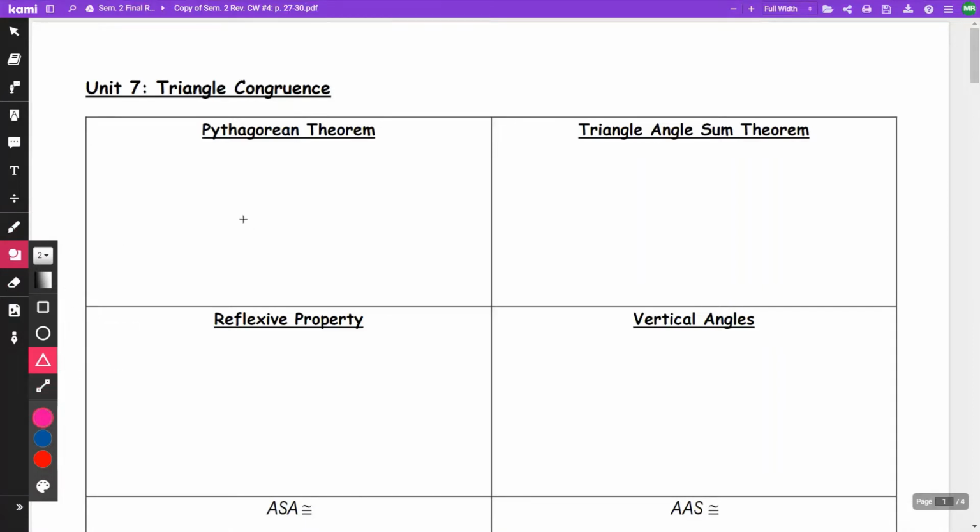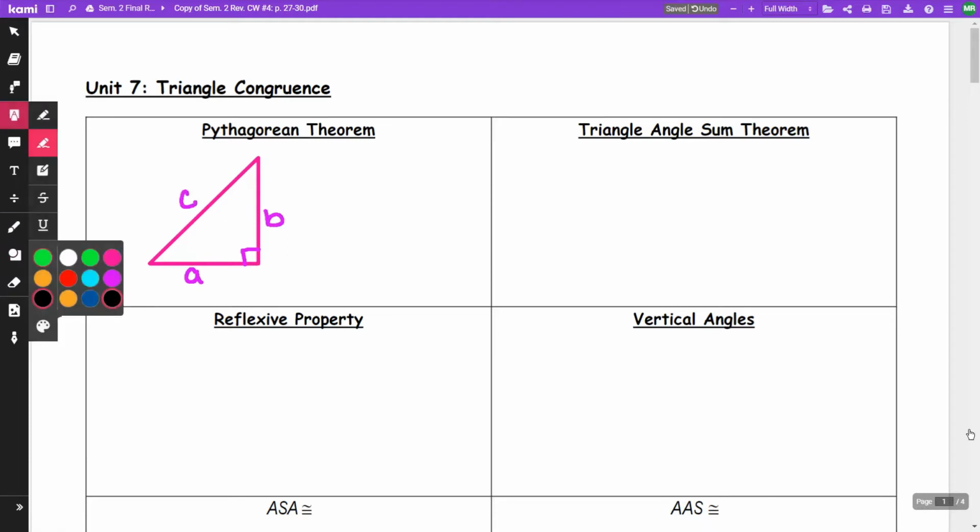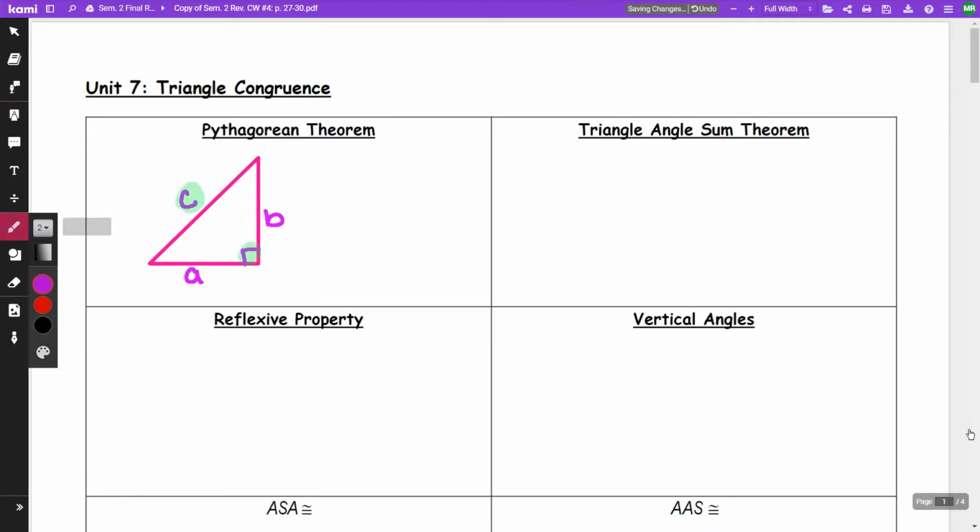So let me just draw a right triangle here. And Pythagorean theorem is when we're trying to find a missing side of a right triangle. So here's our right angle. Our two legs will be A and B, and then our hypotenuse is C. Notice that the hypotenuse is always going to be across from the 90 degrees, okay? It's always the longest side. The two that form the right angle are going to be your legs.